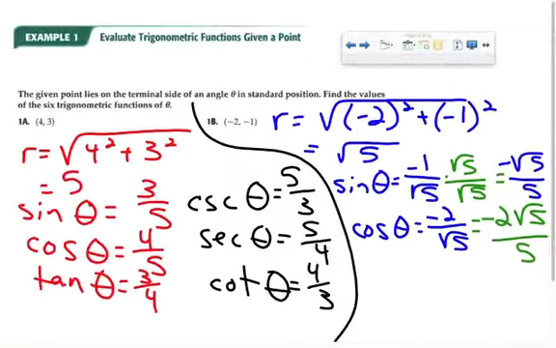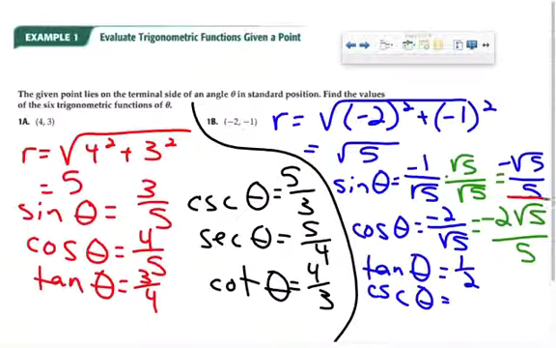Tangent of theta is y over x, so that's -1 over -2, which simplifies to 1/2. And now I'm just going to take the reciprocals of these. The cosecant of theta, but again, take the reciprocal of the easier thing to take the reciprocal of. I don't want to simplify a radical twice if I don't have to. I've talked about that in a previous video. Instead, take the reciprocal of this ratio, which ends up being just -square root of 5.